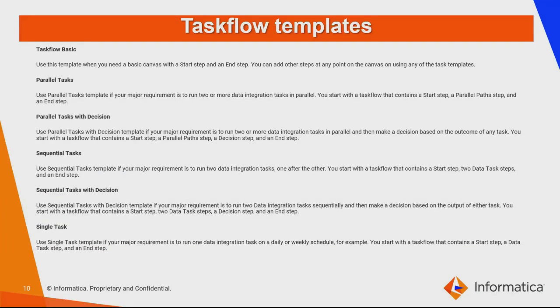Sequential task with data decision. Use sequential task with data decision template if your major requirement is to run two data integration tasks sequentially and then make a data decision based on the output of either task. You start with a task flow that contains a start step, two data integration tasks, a data decision, and an end step.